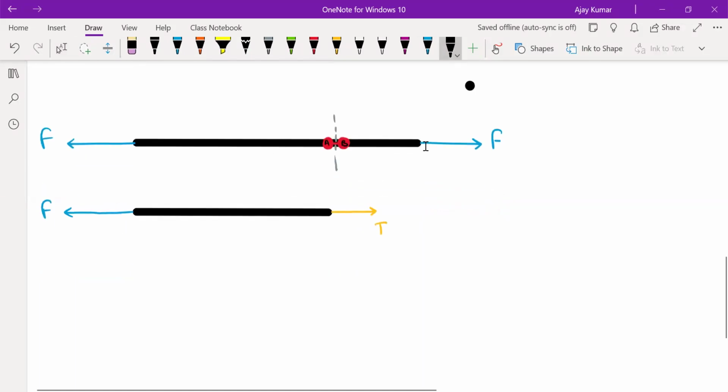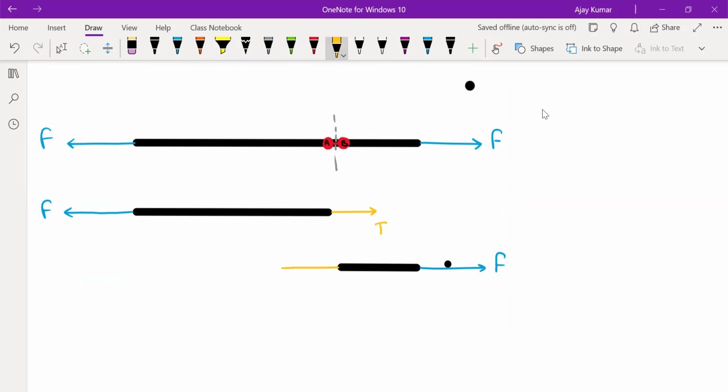Similarly, the other part of the wire, the smaller part, if you consider, we are pulling it with a force F on this end, but it doesn't go away, no? Why? Because A is holding B. So A exerts the same force of tension on B like this. So there will be tension generated here.